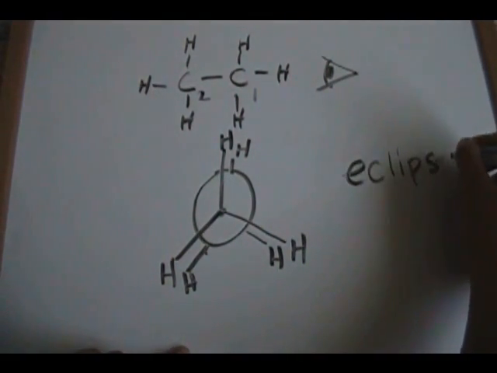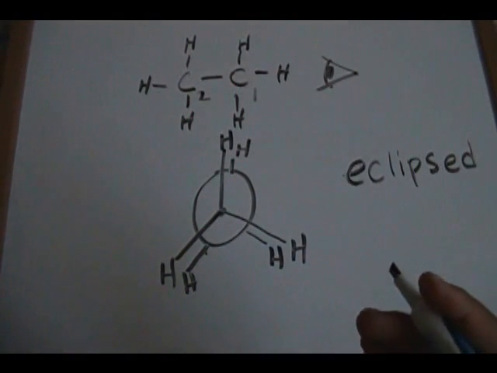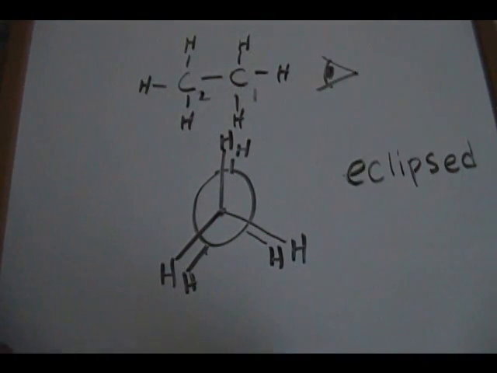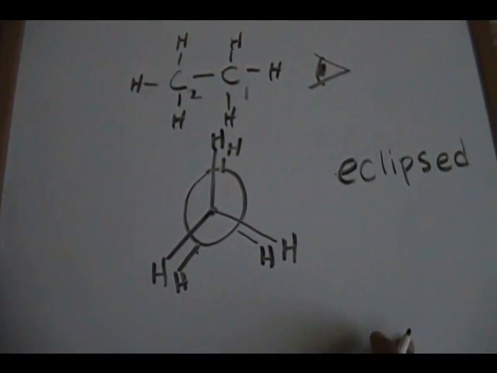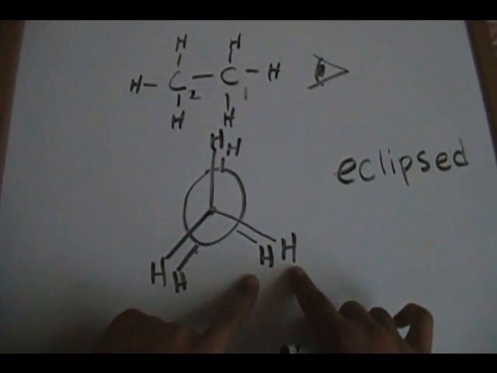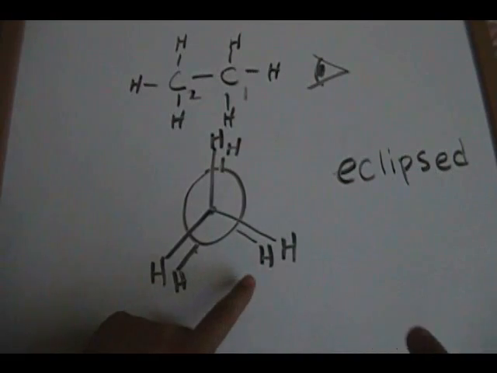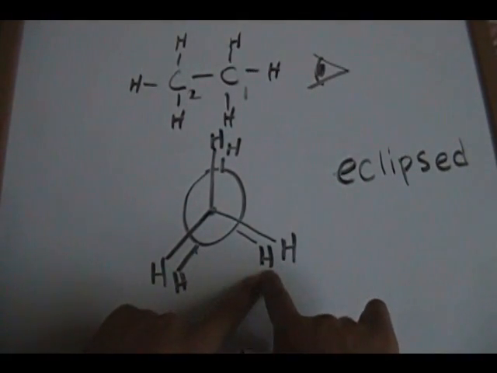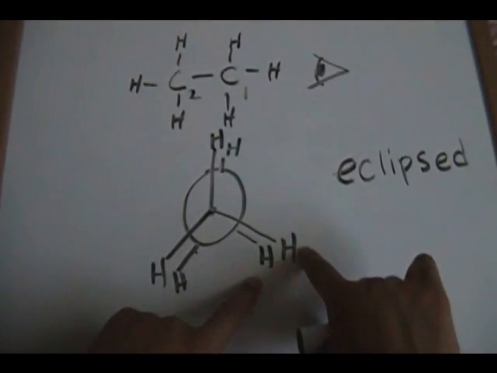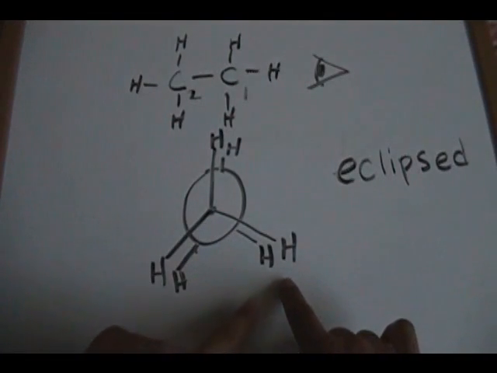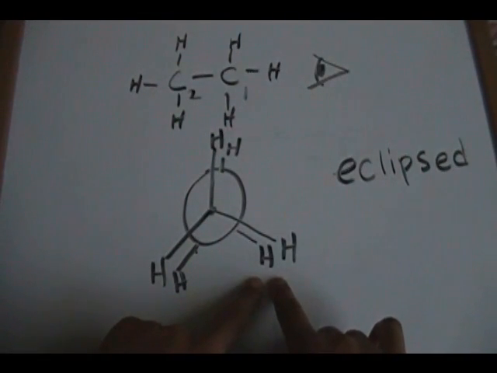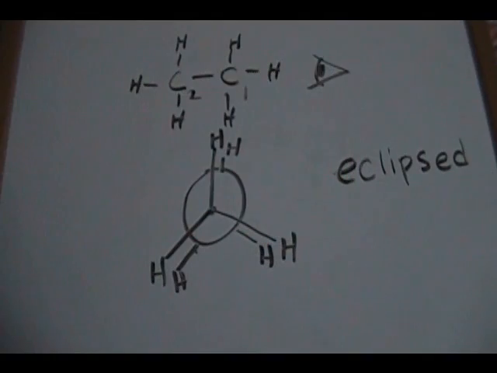Okay, think of an eclipse as you would think of when the moon passes between the sun and earth, and it partially blocks out the sun, or fully blocks out the sun, and then you get partial or total darkness. So that's the same way you want to think of it. Okay, so this is eclipse, and as you can tell, the hydrogen atoms are directly eclipsing the hydrogen atoms in the back. So the hydrogen atoms connected to carbon number 1 are eclipsing the hydrogens attached to carbon number 2.